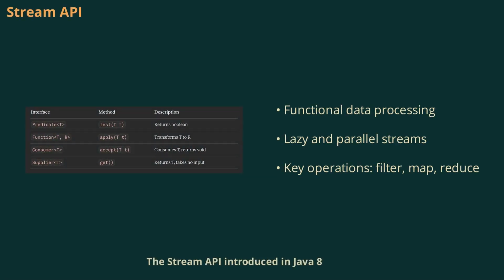The Stream API, introduced in Java 8, enables functional-style processing of collections. Streams are lazy, non-mutating, and can be sequential or parallel. Key operations include filter, map, sorted, collect, and reduce, making data processing more expressive and concise.